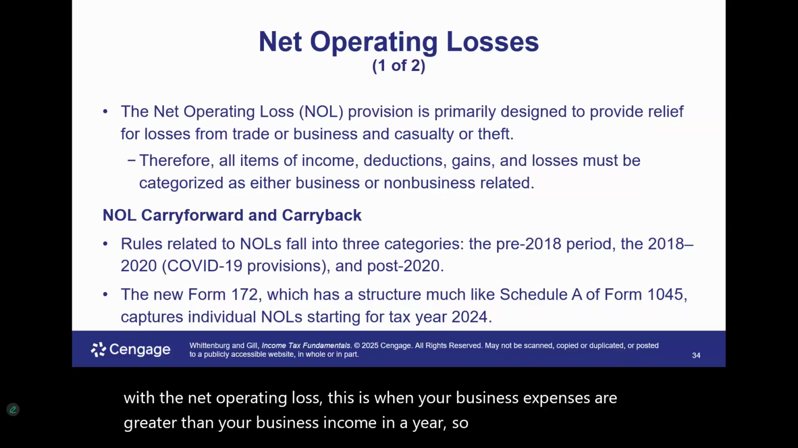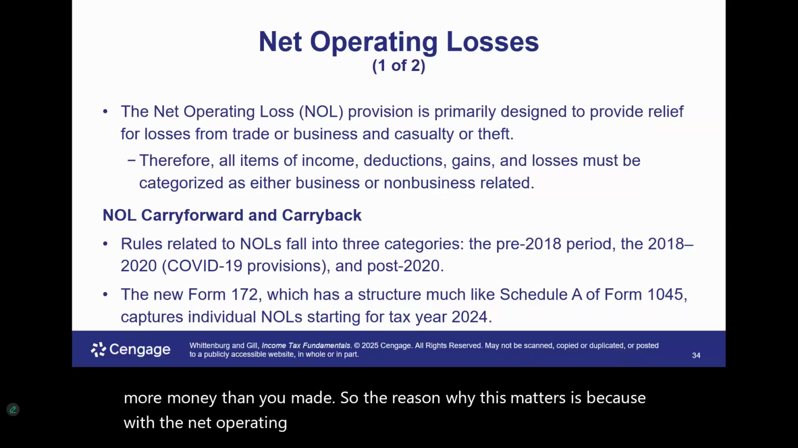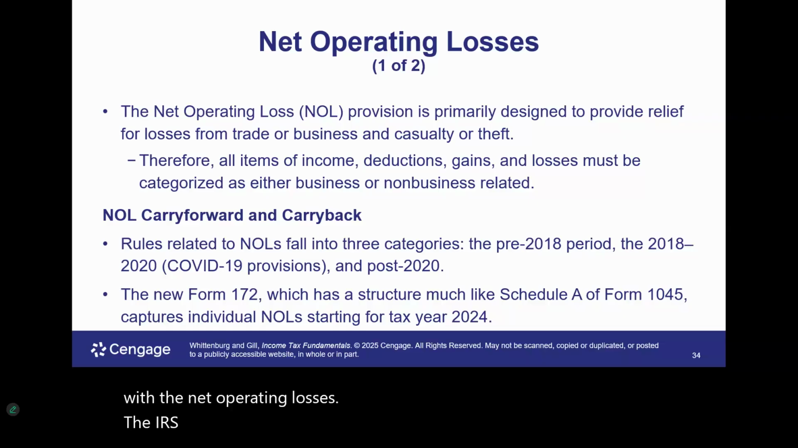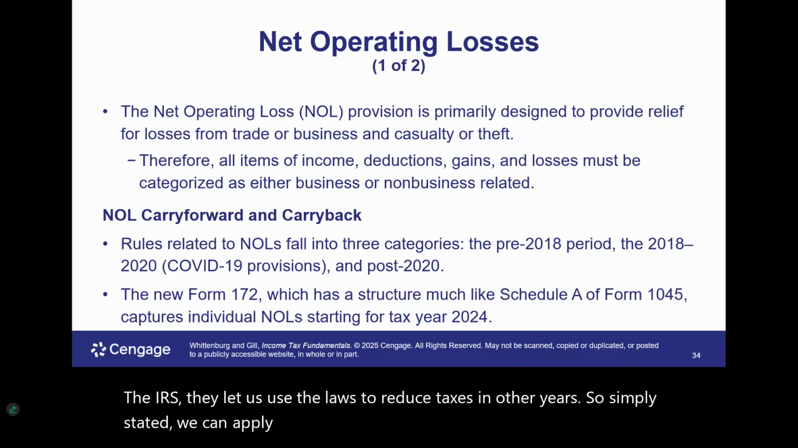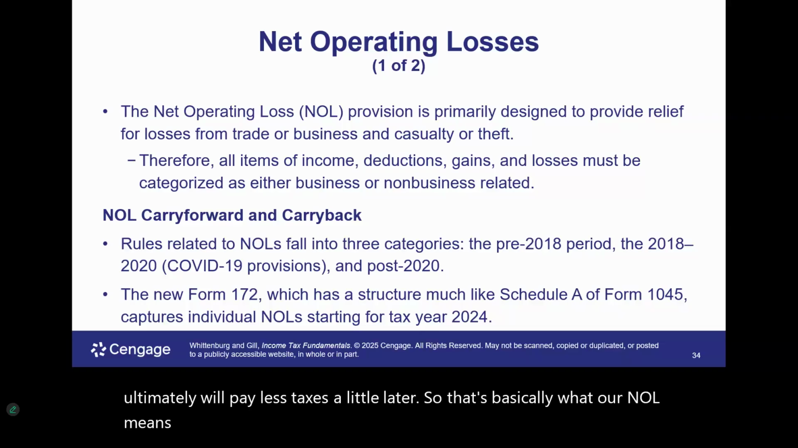So the reason why this matters is because with net operating losses, Uncle Sam, the IRS, lets us use the loss to reduce taxes in other years. So simply stated, we can apply the loss in the current year to future profits and ultimately pay less taxes a little later. So that's basically what our NOL means in plain terms. There are some rules related to the carry forward and carry back. So rules related to NOLs fall into three categories.